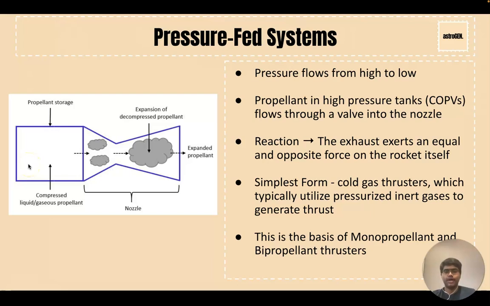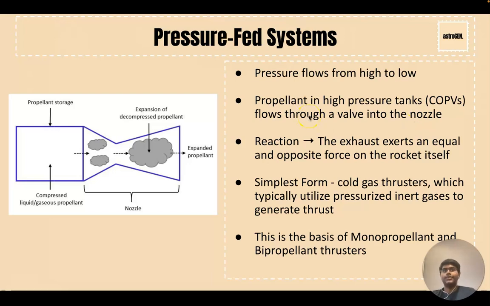Okay, so now let's move on to pressure-fed systems. One thing we've got to know: pressure always flows from high to low. That's a fundamental feature in physics, right? So if you have a high pressure tank flowing into a lower pressure environment, that gas will accelerate out of the nozzle. Usually this propellant is found in high pressure tanks called COPVs, or composite overwrap pressure vessels.